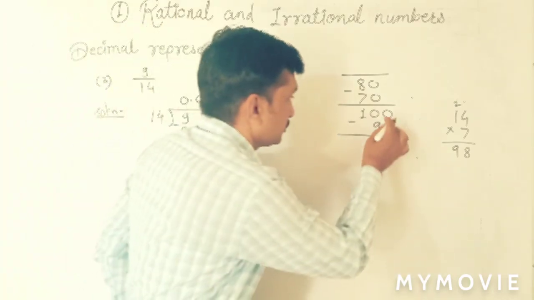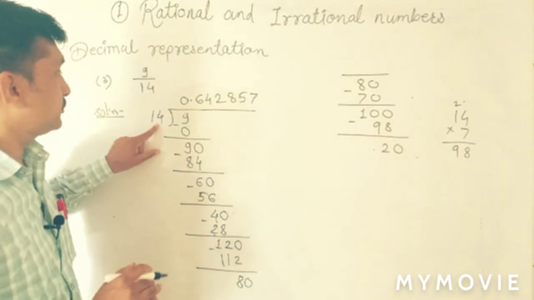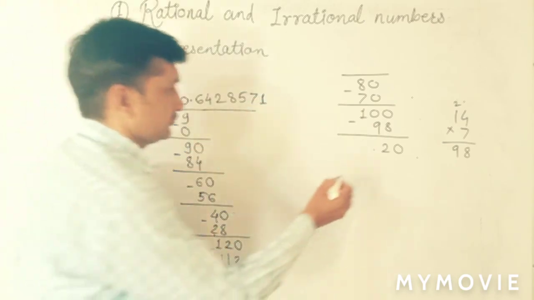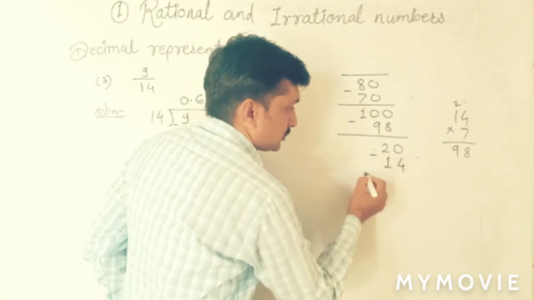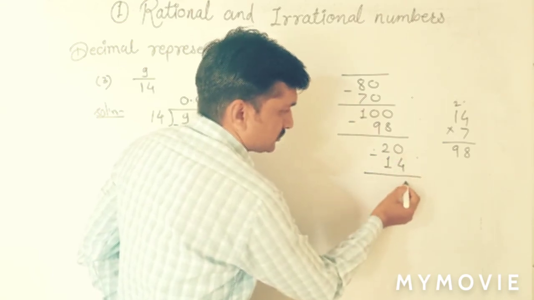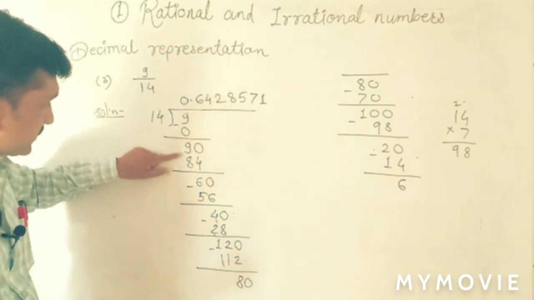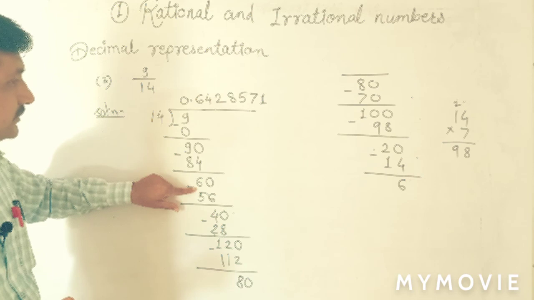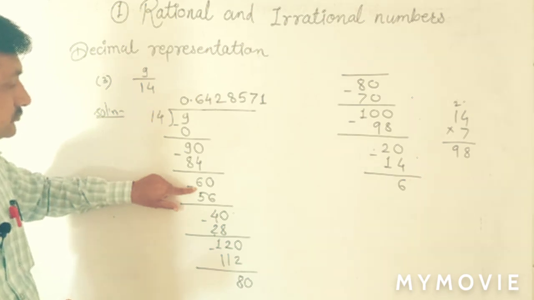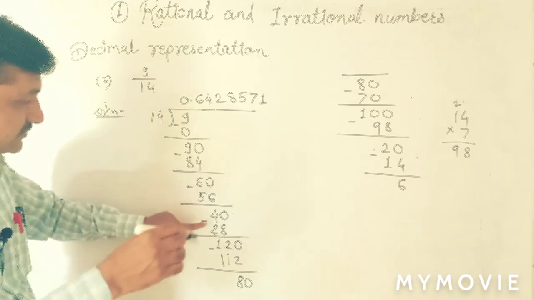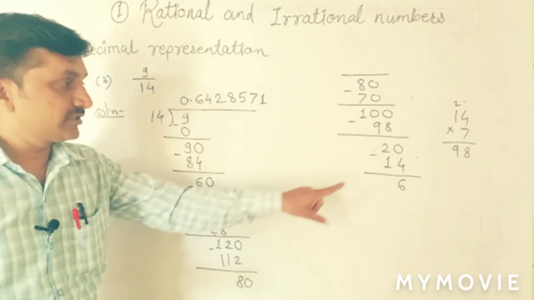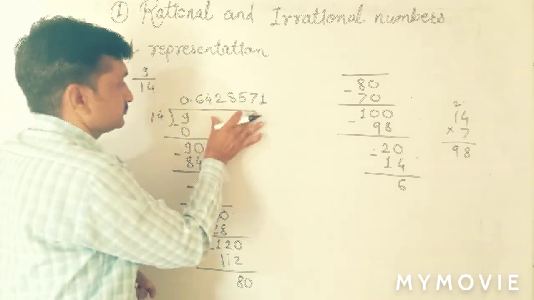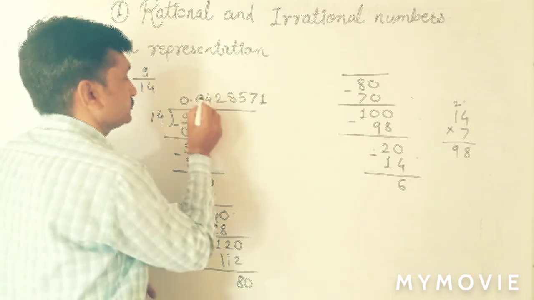20. Okay, now 20, 14 here. Then 2s are 28, greater. 1s are 14. Now again subtraction 20 minus 14, 6. See, is there anywhere 6? Here is 6. We will take 60, then 56, then 40, then 28. It will repeat now. Here we have to stop now.